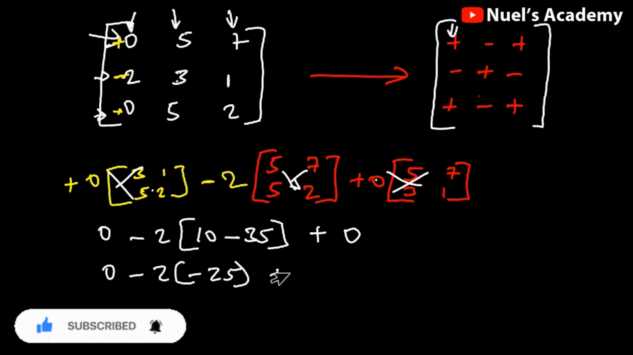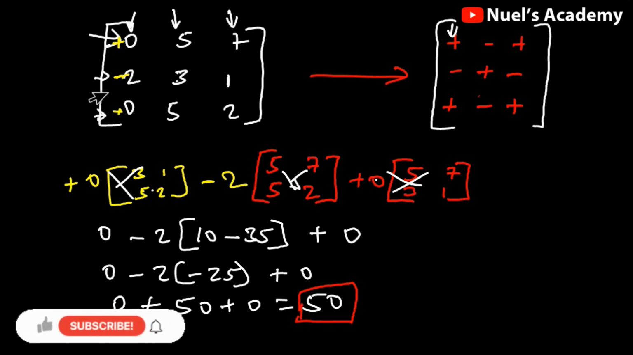So we have plus 0. So 0, then we have minus times minus is plus. 2 times 25 is 50. Then plus 0. So 0 plus 50 plus 0 is equal to 50. So this is the answer to the determinant of this matrix. Now let's use the second column and calculate it. Let's see if it's going to give us this 50.